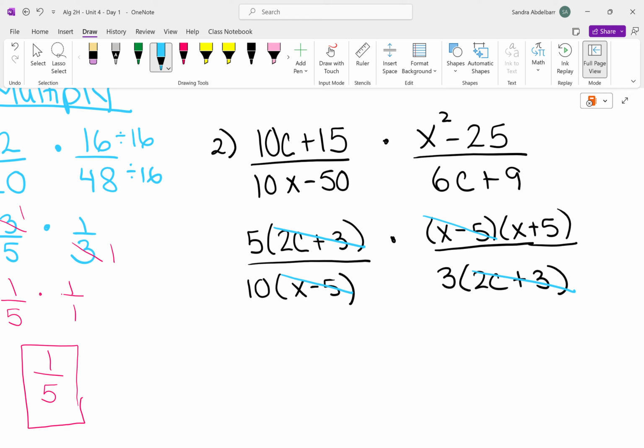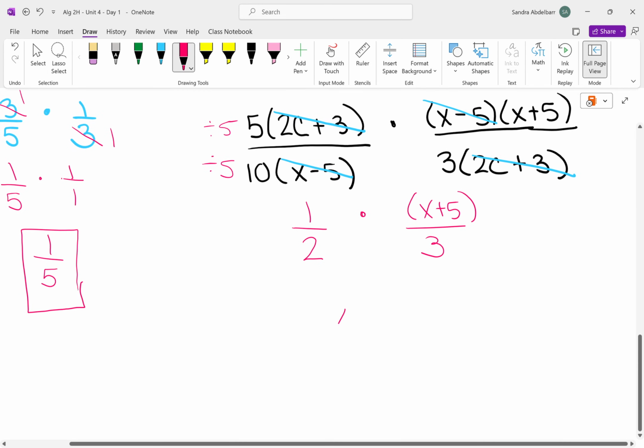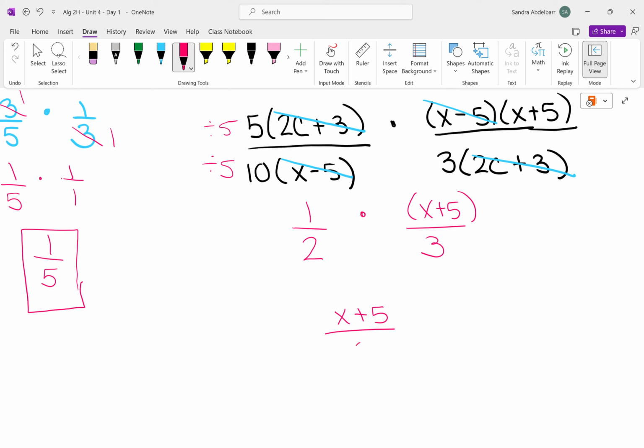Tori. Good. We can simplify the 5 over 10. I can divide by 5, divide by 5. So now I'm left with 1 over 2 times x plus 5 over 3. Now we multiply across. 1 times x plus 5 is just x plus 5. 2 times 3 is 6.